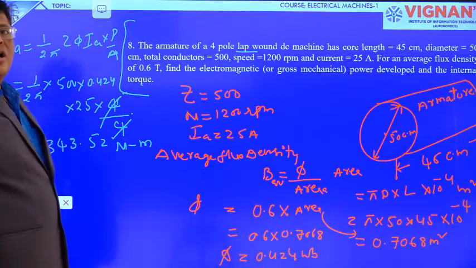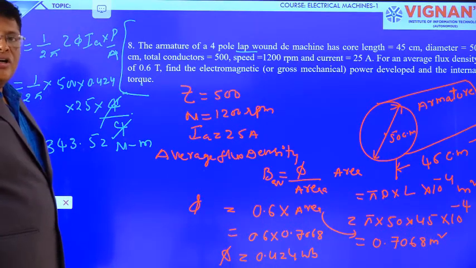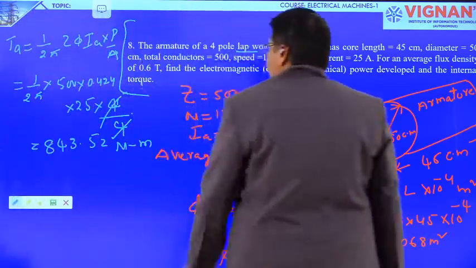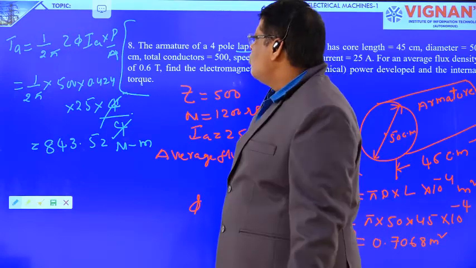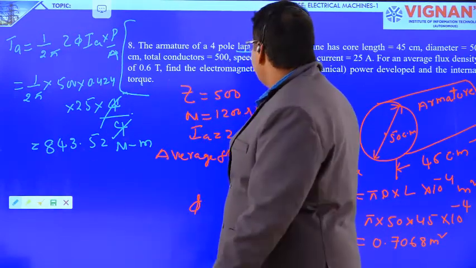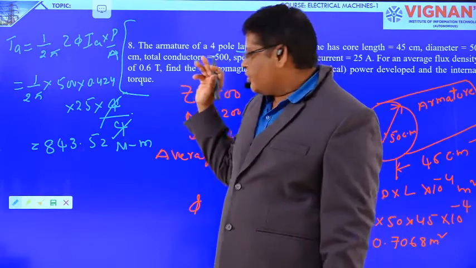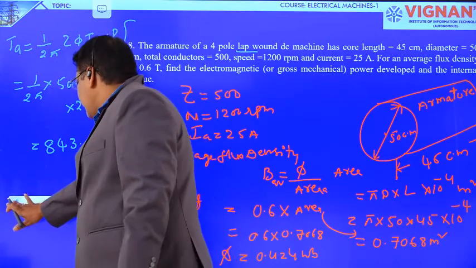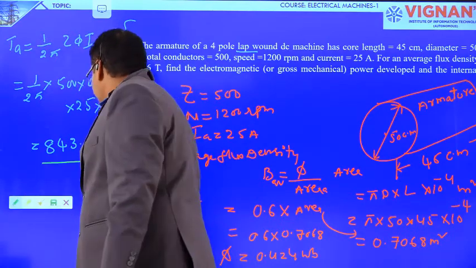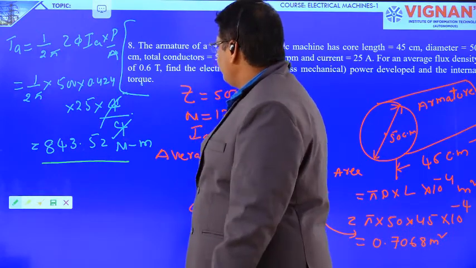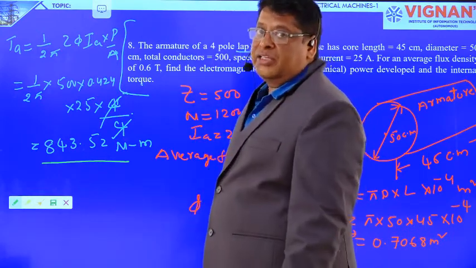Armature torque or gross torque or internal torque developed in a motor is equal to 1 by 2 pi into Z phi Ia into P by A. Substitute all the values. Here in the problem it is given the lap winding, so A value becomes 2. If you complete the calculation, finally you are getting the value as 843.52 Newton meter. That is the torque.